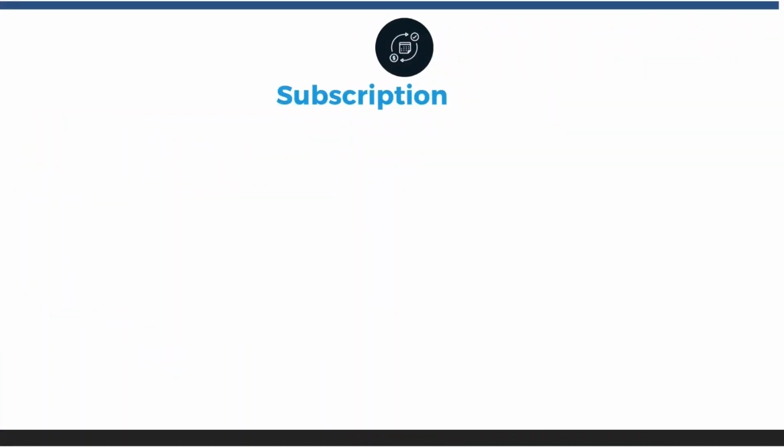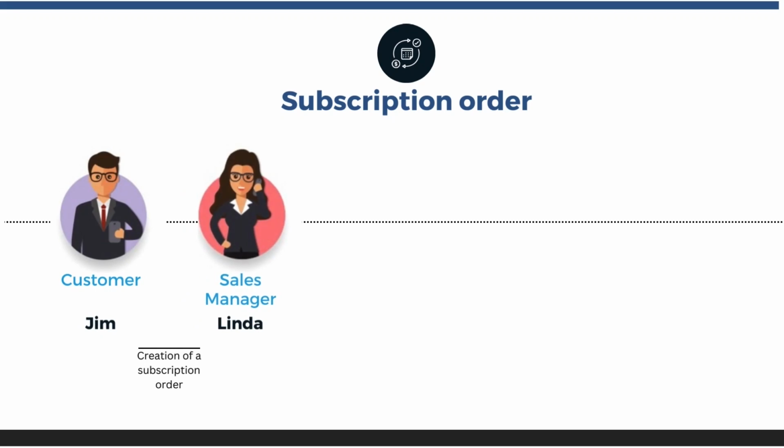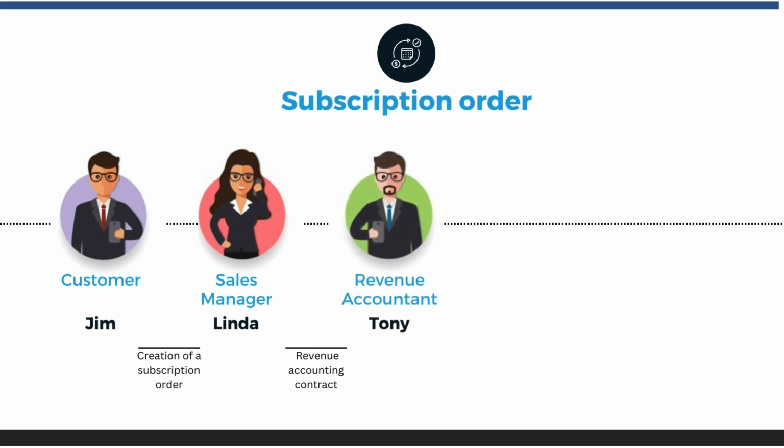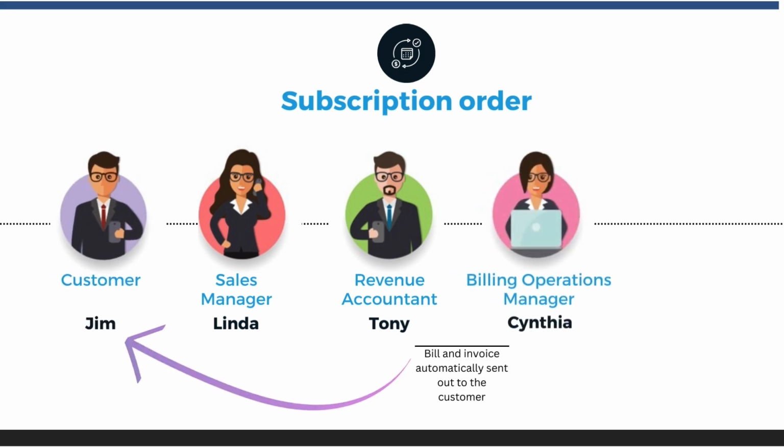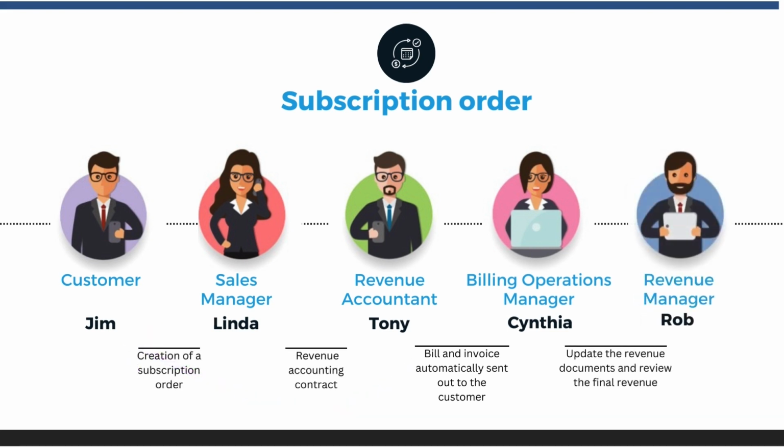The demo starts with a customer subscription order created by the sales team. Once the order gets processed, it creates a corresponding revenue accounting contract that can be reviewed by a revenue accountant. As time passes, the customer will incur invoice charges for the month. The bill and invoice are created automatically, then sent out to the customer. This will update the revenue documents and the final revenue can be viewed by a revenue manager.